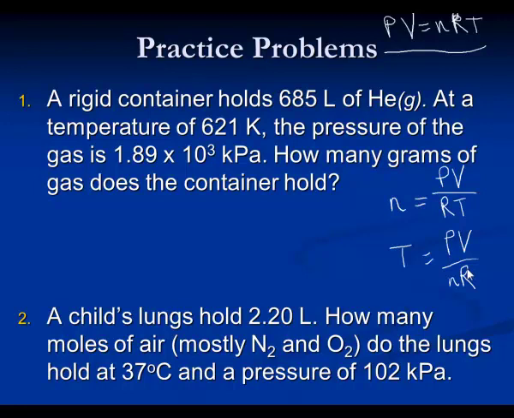And again, you can manipulate as much as you need to, but if you don't have problems doing that, then just remember one form, PV equals nRT, and you're good to go.